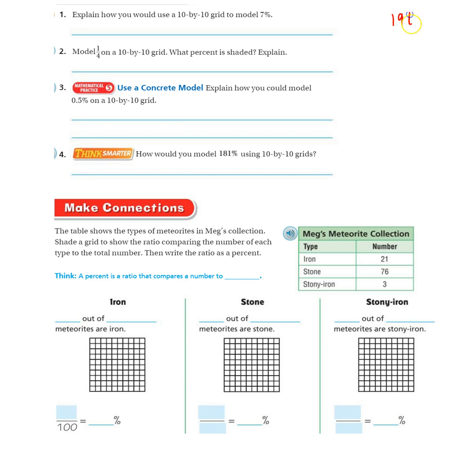Okay, now I'm on page 196 in the Big Math book. Let's follow along. Explain how you would use a 10 by 10 grid to model 7%. Well, that's what we were just doing. So if I made a 10 by 10 grid, how much would I shade? Well, I'd shade 7 of them.